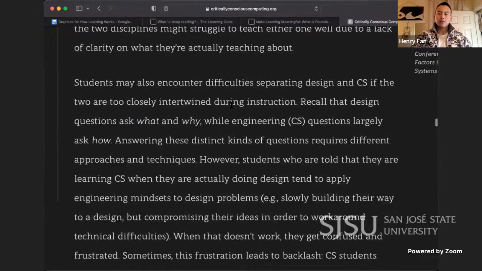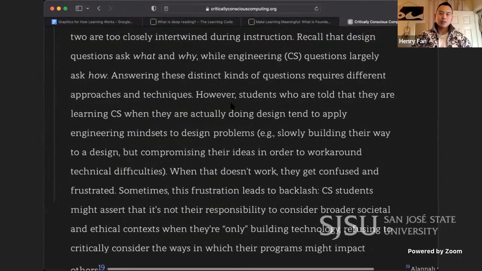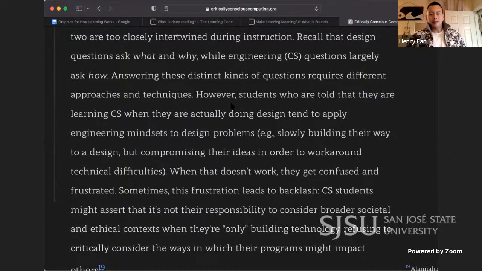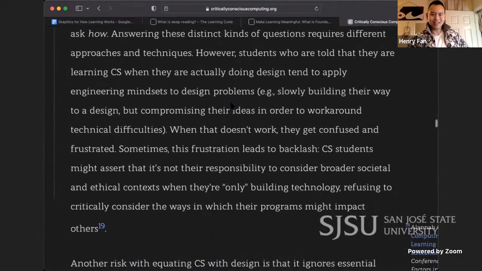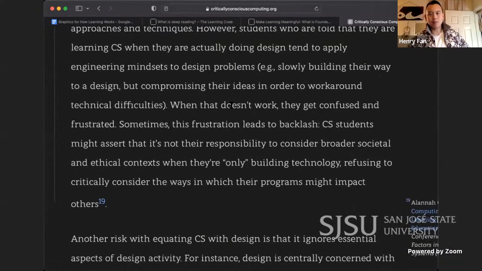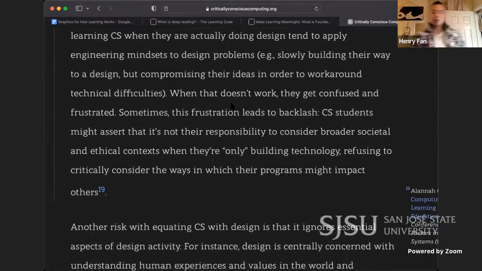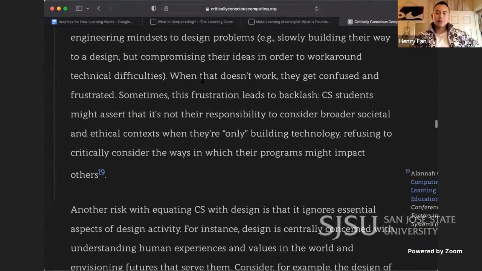Students may also encounter difficulties if design and CS are too closely intertwined during instruction. Recall that design questions ask what and why, while engineering and CS questions largely ask how. Answering these distinct kinds of questions requires different approaches and techniques. However, students who are told that they are learning CS when they are actually doing design tend to apply engineering mindsets to design problems, for example, slowly building their way to a design but compromising their ideas in order to work around technical difficulties. When that doesn't work, they get confused and frustrated.